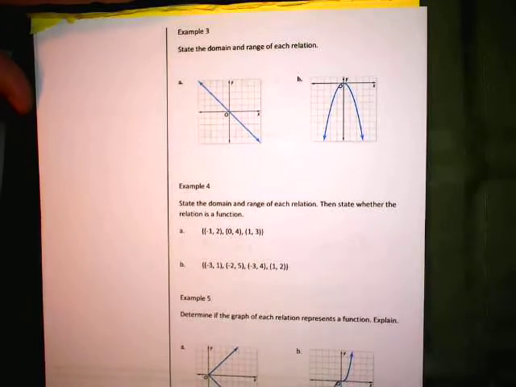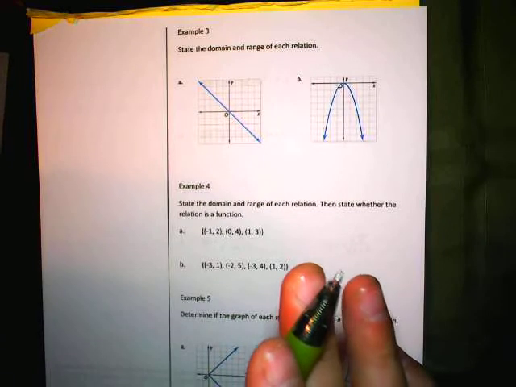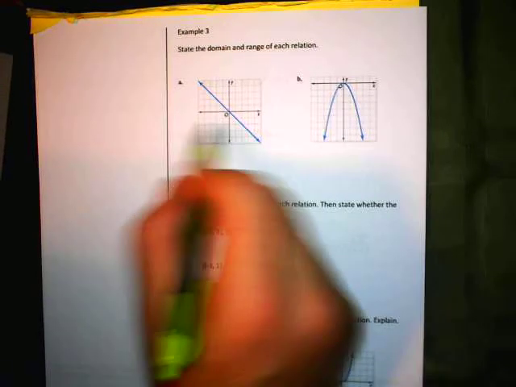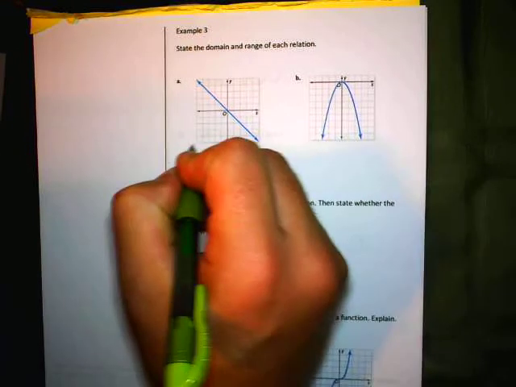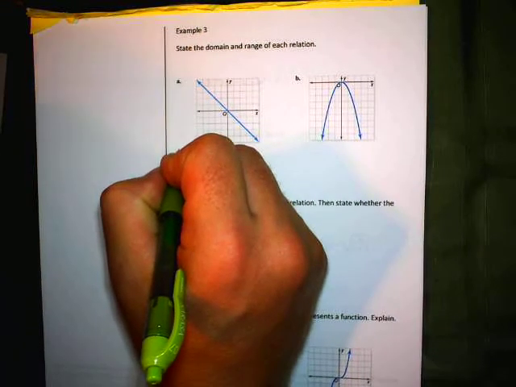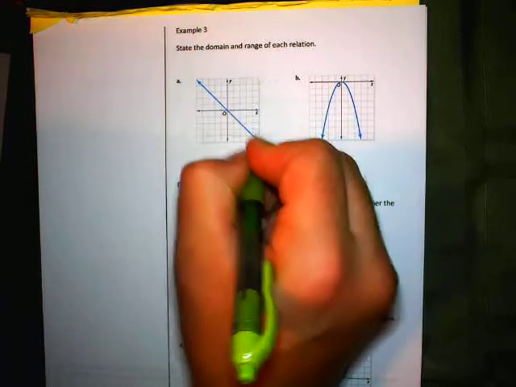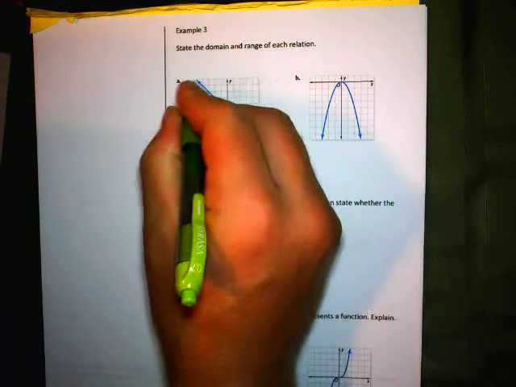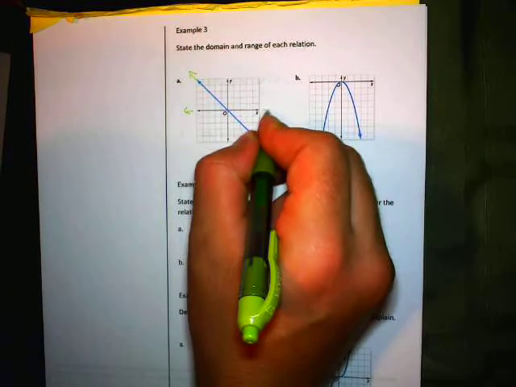Example number 3, we're going to state the domain and range of each relation. Okay? As it appears to us, domain is x values. If this goes on forever and ever, the x values, basically it appears that all real numbers for x, because we're talking this graph goes on forever this direction, which means it goes forever here and forever here.